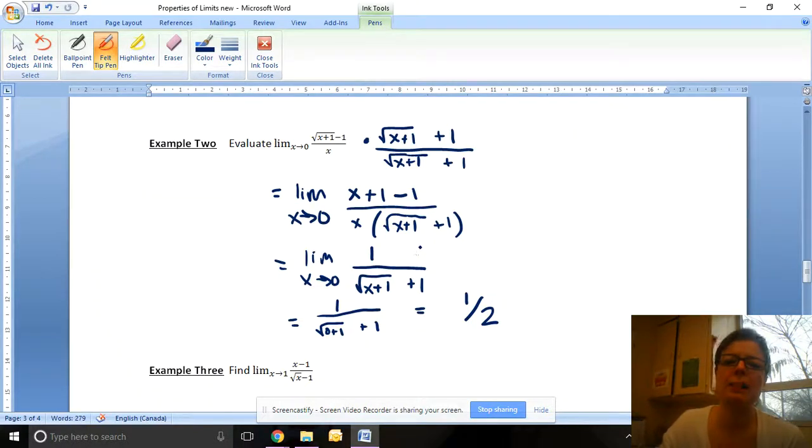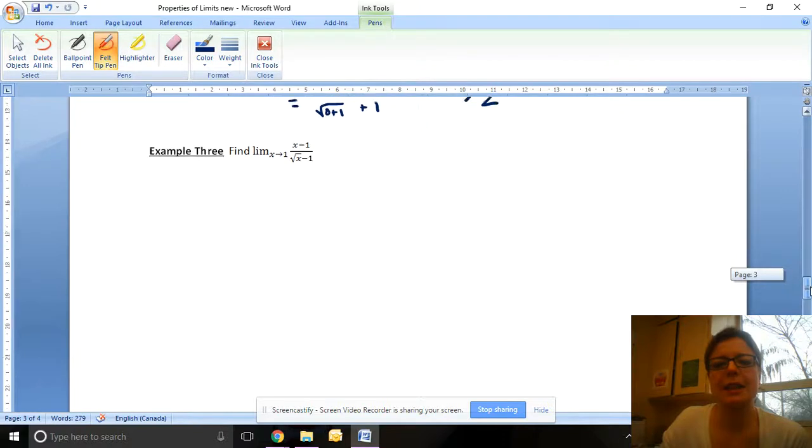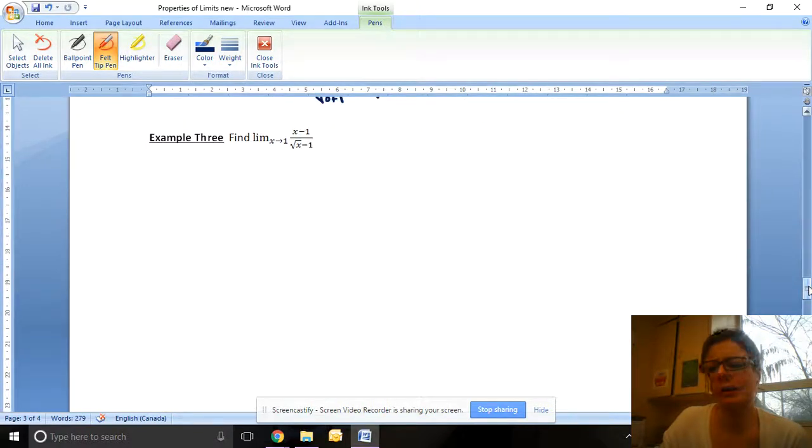Notice where I'm able to drop the limit statement. It's when I'm actually evaluating the limit. When you're actually putting 0 into the function, that's when you don't need to write the limit statement anymore. Okay, so that's rationalizing.